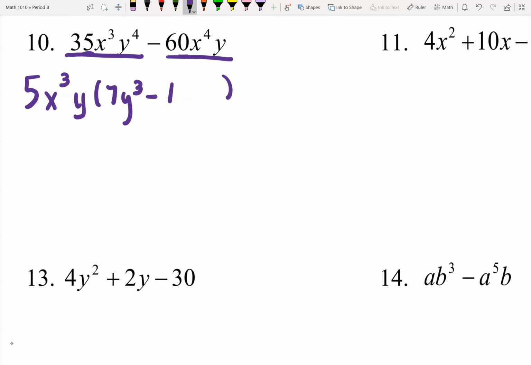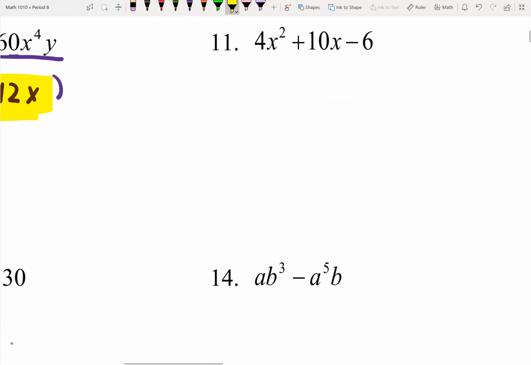Minus 60 divided by 5 is 12. I have 4 x's, I take out 3, I still have 1. I have a y, I take it out, it's gone. Now, you always have to inspect and see if this will go further. Will that go any further, squares or cubes? No. 7 and 12 are not perfect squares or perfect cubes, so I know I'm done.